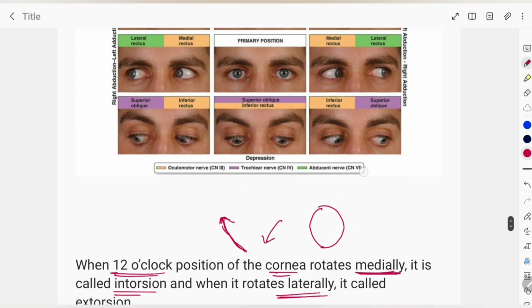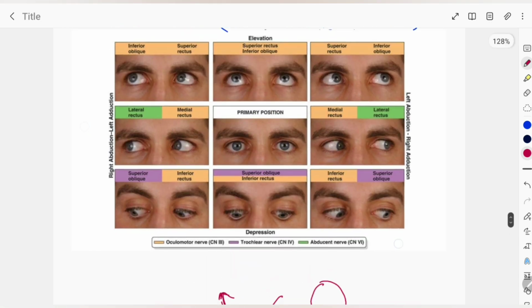Now if we see here, it will be more clear. For the medial rectus, the action is adduction, so it is going towards the medial side. Lateral rectus is doing what? It is doing the abduction, so it is going this side. Towards the nose is medial rectus, and away from that is the action of lateral rectus. I think this is clear. Adduction and abduction are the only actions of both the muscles.